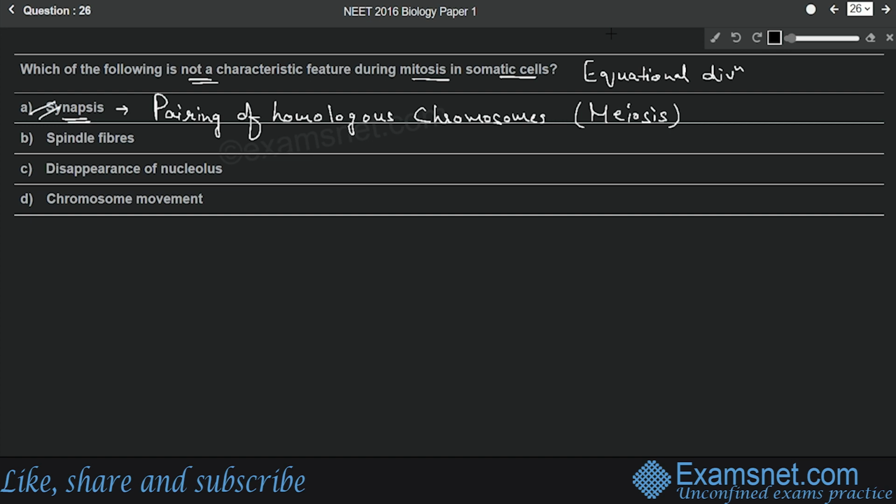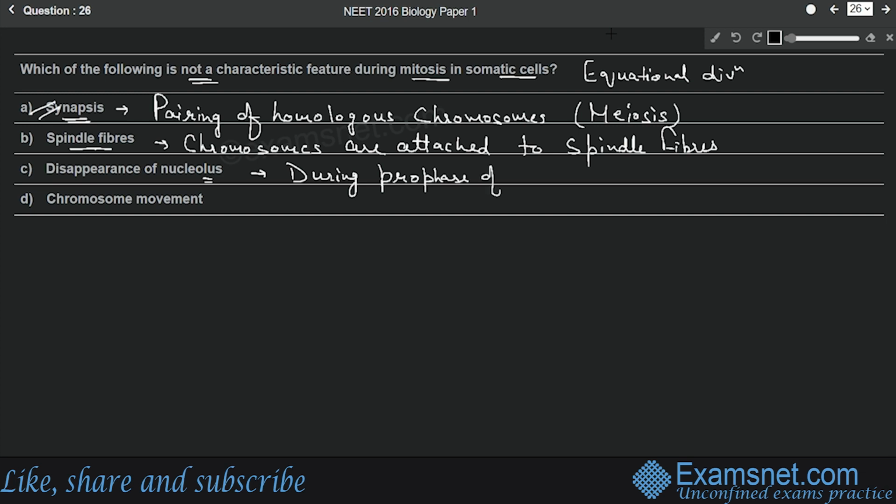Now let's talk about other options. Second one is spindle fibers. So we know that this is part of mitosis because chromosomes are attached to the spindle fibers, right? Let's write it down here. Chromosomes are attached to the spindle fibers through the kinetochores, right? Third option is disappearance of nucleolus. It also takes place in mitosis during the prophase. During prophase of mitosis.